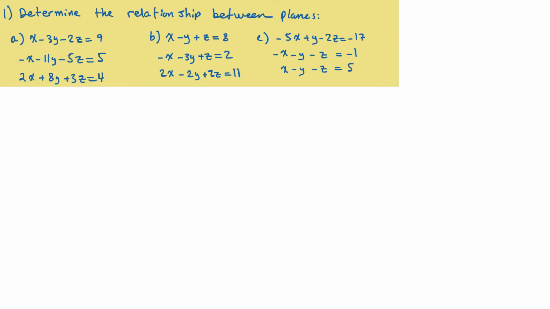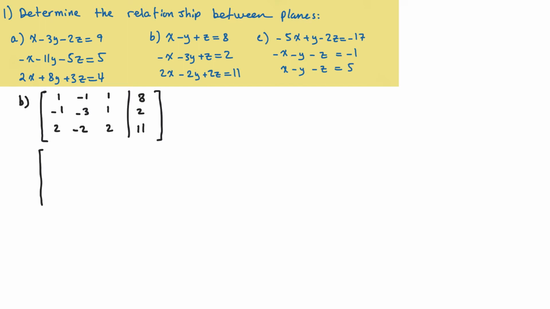For our second part of the question here, we're going to use the same method as we did in the last question. So we're going to start with an augmented matrix, and we're going to have our coefficients here, 1, -1, 2, -1, -3, and -2, and we got 1, 1, and 2 here, and we got 8, 2, and 11. We can go ahead with the first step. We're going to try to reduce these two values to 0.